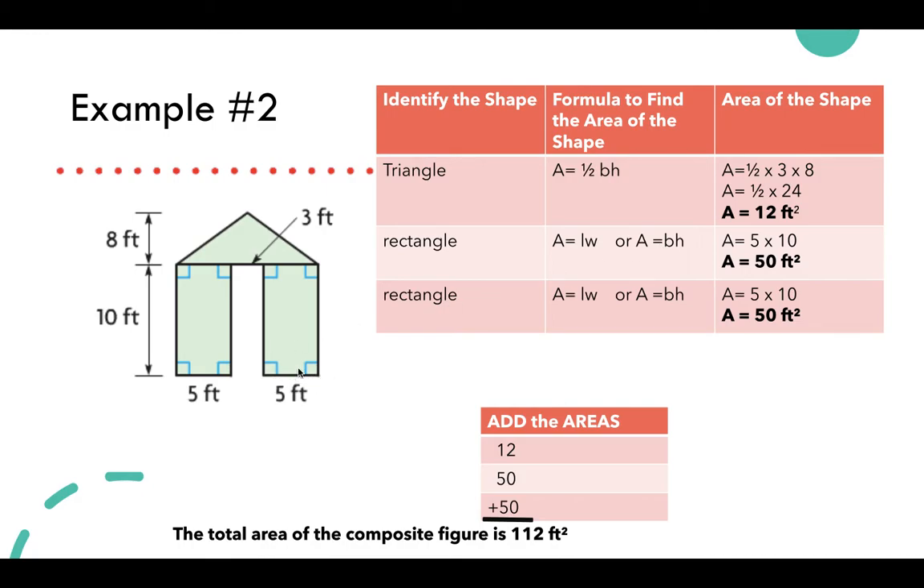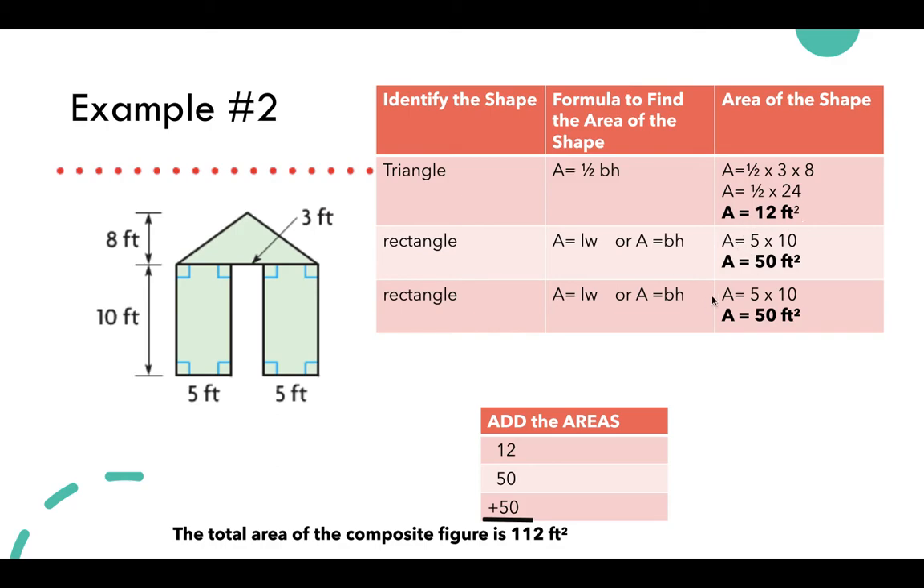Here is my base times the height. I could do 5 times 10. This would be called the length. This would be called the width. It's up to you. It's interchangeable because we're talking about multiplication here. So 5 times 10 comes out to 50. So the area of this rectangle is 50 feet squared. So it happens that this rectangle is the same size, so also 50 feet squared.